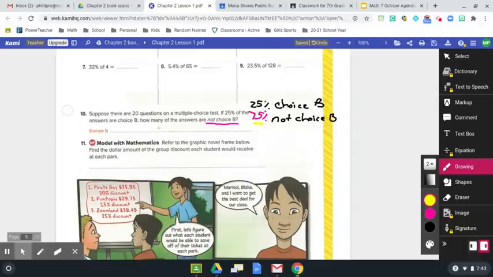So on this one, I'm going to stick to just showing the decimal format. And so I am going to move that decimal 2 places to the left. So if I'm trying to find out the number of answers that are not choice B, I've got to use this 75%, 0.75, 75 hundredths, times, remember, there's 20 questions on the test, times 20. Let's calculate it. Let's see how many answers are not choice B.